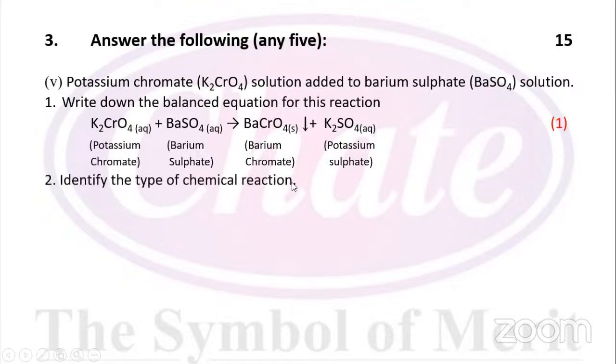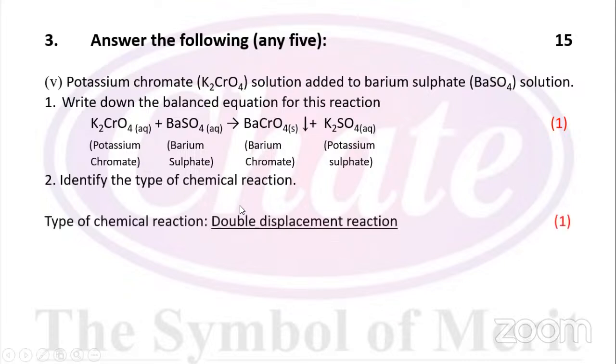Next, identify the type of chemical reaction. As we know, in this reaction displacement has occurred between the two reactants. So this is called a double displacement reaction. Remember, whenever they ask you to identify a type of chemical reaction, just identify from the first four types of reactions: combination, decomposition, displacement, and double displacement. Among these four, you have to identify.